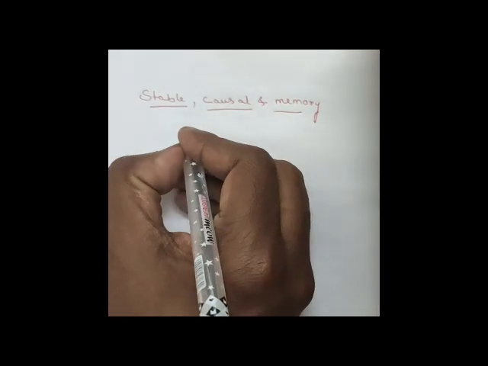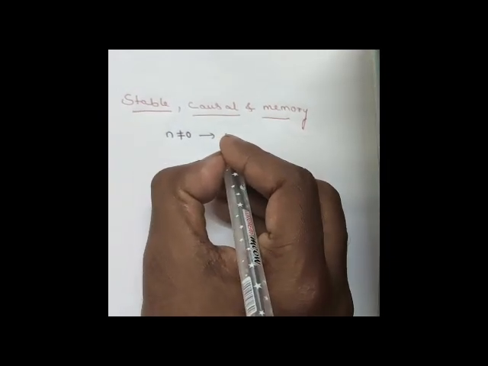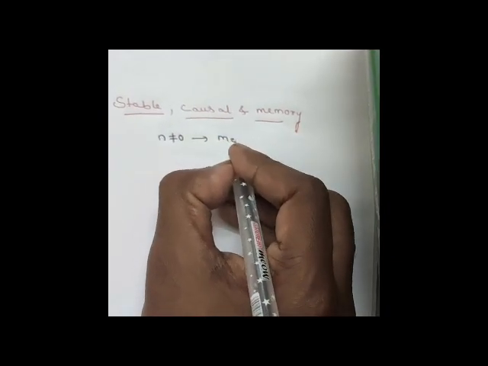The first one is memory. What do you mean by memory? The system is said to have memory if the impulse response h of n exists for n not equal to 0. So for n not equal to 0, if any signal is there, then the system has memory.